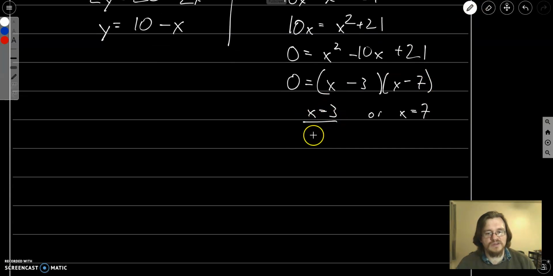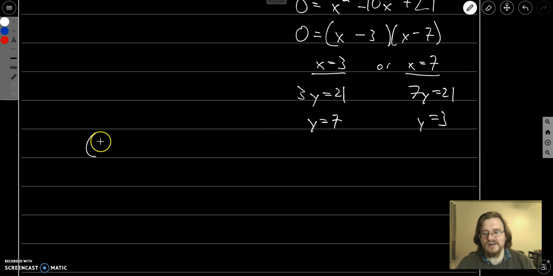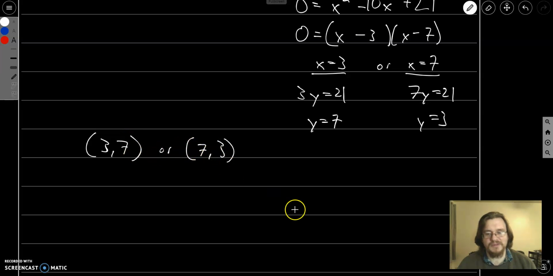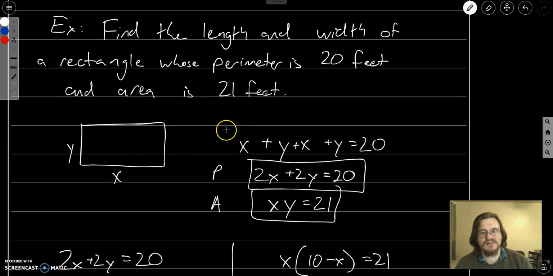So if x is equal to 3, we know that 3 times y is equal to 21, so y should be equal to 7 when x is 3. But if I plug in x is equal to 7, I'll get 7 times y is equal to 21, meaning y is equal to 3. So my two solutions are 3 and 7, or 7 and 3. And we can see why there is really only one solution to this. If we think about a rectangle, if we flip the rectangle over, the length and width just switch.